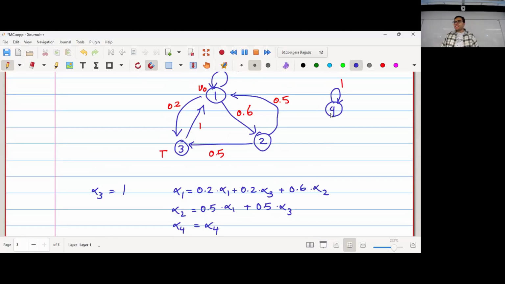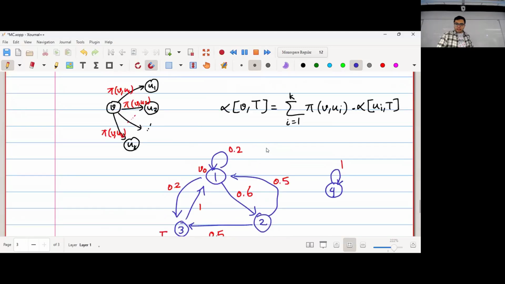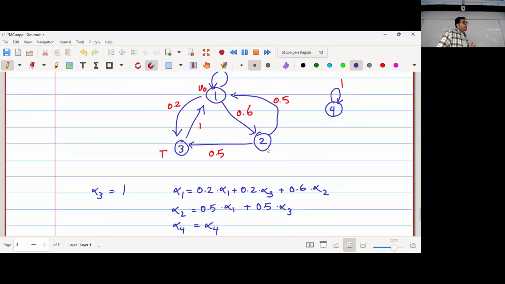So it's definitely not the case that this system of equations has a unique solution. I'm giving you a system of equations that has infinitely many solutions. You can assign whatever value you want to alpha 4. Basically, you can give it any value between 0 and 1. Oh, I have to also add those conditions as well, right? So all of my alpha i's are between 0 and 1. Okay. So it's possible that this system of equations has infinitely many solutions.